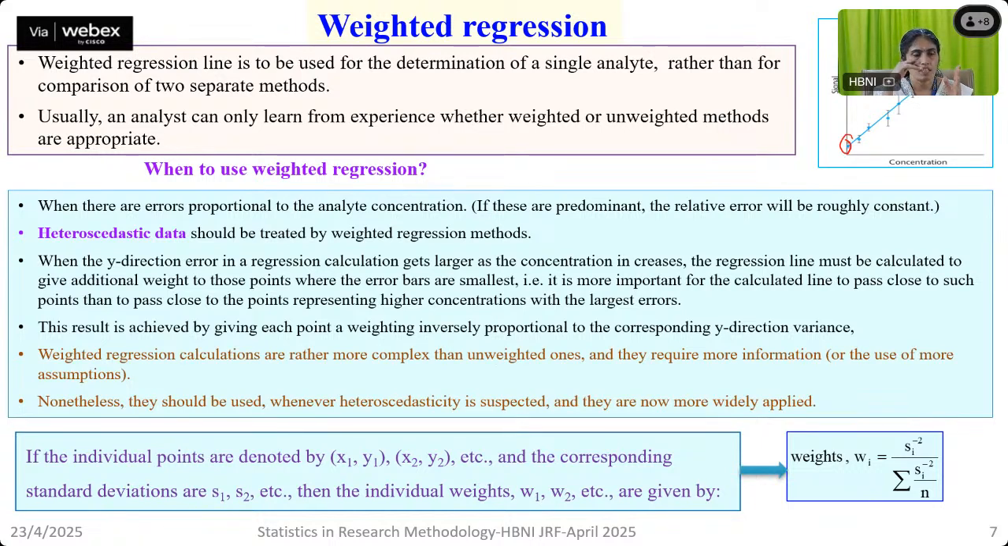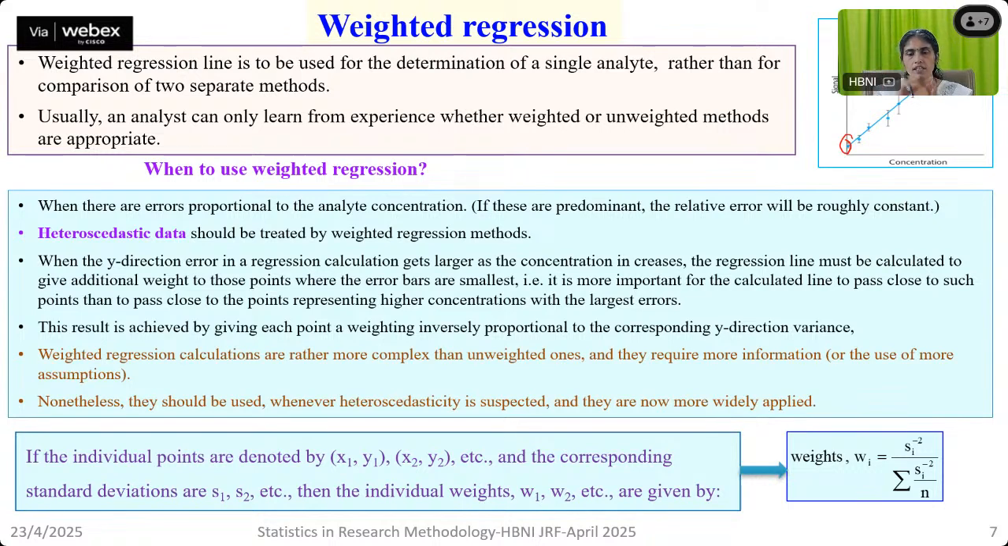Homo means same. In the earlier one, ordinary least square fitting, we had presumed that the variation is almost identical in the entire range of concentration. We are presuming. Whereas in real life situations, the data shows up differently in different regions. The absolute variations are proportionately increasing with the increase in the input parameter. So when the error bars in a regression calculation get larger as the concentration increases, the regression line must be calculated in order to give additional weightage to those points where the error bars are the smallest.